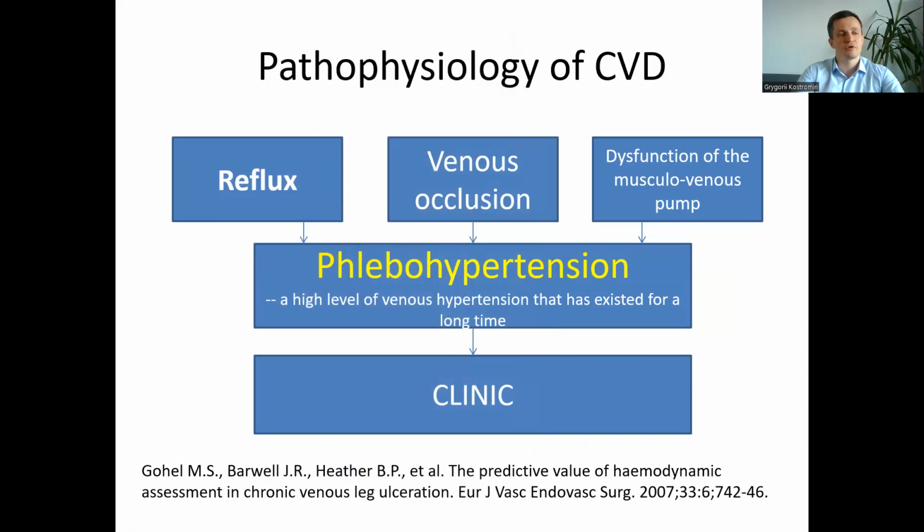The pathophysiology of chronic venous disease is based on three mechanisms. There are reflux, venous occlusion, and dysfunction of the muscular venous pump. The hypertension develops as a result of these three dysfunctions. Venous hypertension is a high level of venous pressure that has existed for a long time. It develops into clinical symptoms.